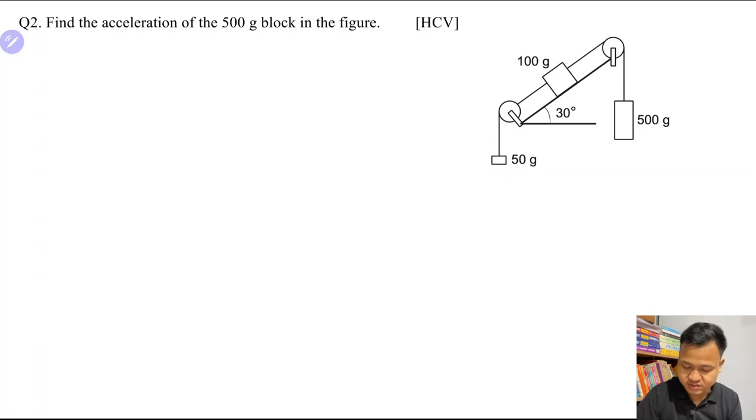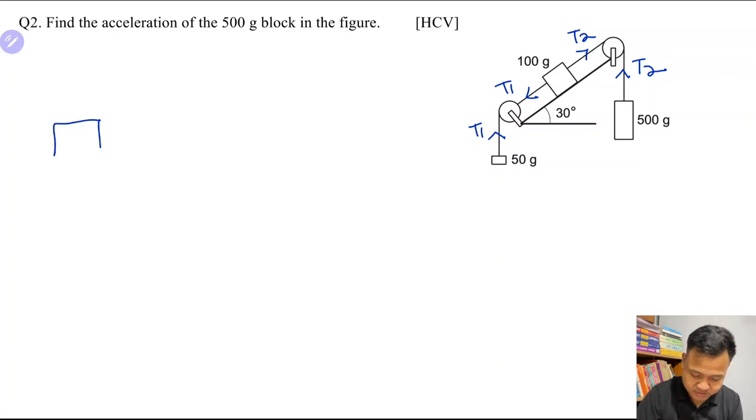So the whole thing is frictionless. If nothing is given, it is frictionless. Let's say this is T1 and this is T2. So you draw the free body diagram.